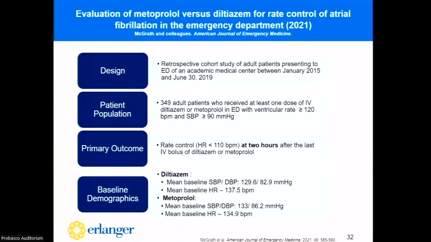So they included 349 patients that received at least one dose of IV diltiazem or metoprolol, had a ventricular rate greater than 120 beats per minute and a systolic blood pressure greater than 90. Their primary outcome was heart rate control less than 110 at 2 hours post the last IV bolus. And then as far as baseline blood pressure and heart rate, roughly pretty similar between groups.